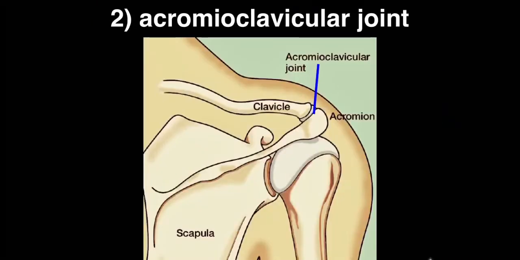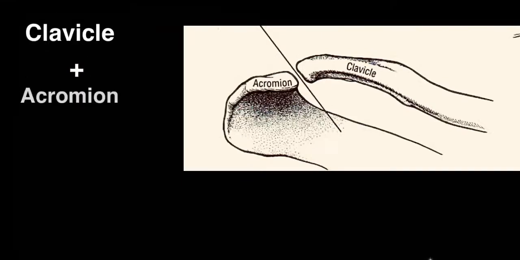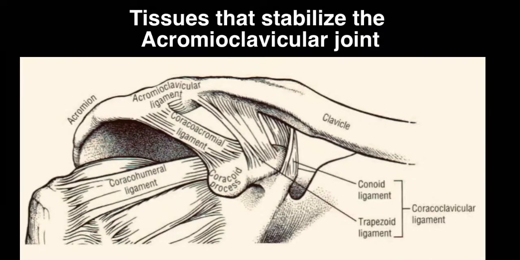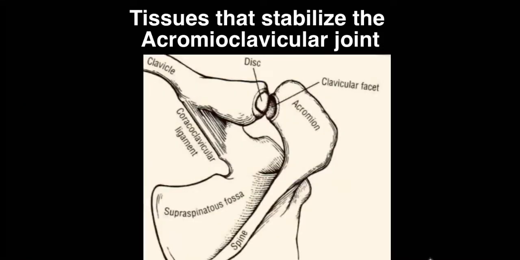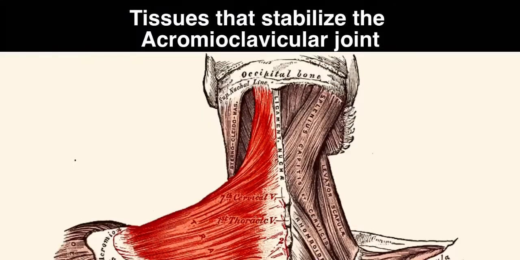2. Acromioclavicular joint. The acromioclavicular joint is the articulation between the lateral end of the clavicle and the acromion of the scapula. Tissues that stabilize the acromioclavicular joint: superior and inferior acromioclavicular joint capsular ligaments, coracoclavicular ligament, articular disc, deltoid and upper trapezius muscles.